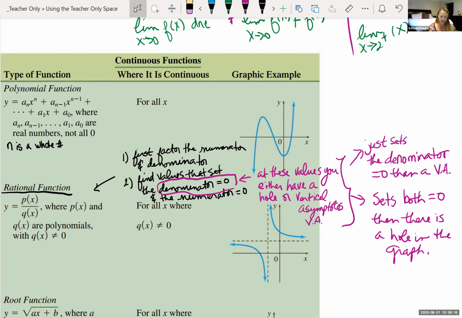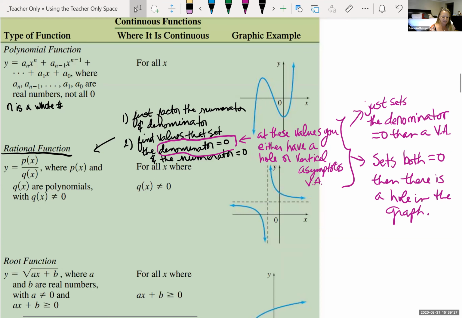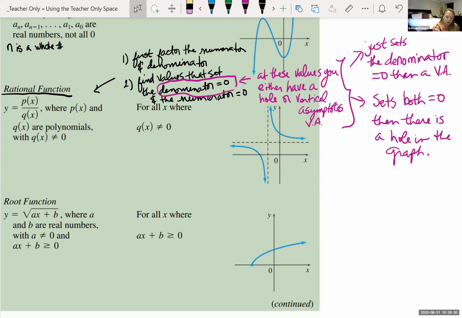Okay, so another thing that we have to worry about, so that was our rational functions, a polynomial divided by a polynomial. The other type we have to think about are root functions. We can set this a little differently. We can say the nth root of ax plus b, and we have to say where n is even.